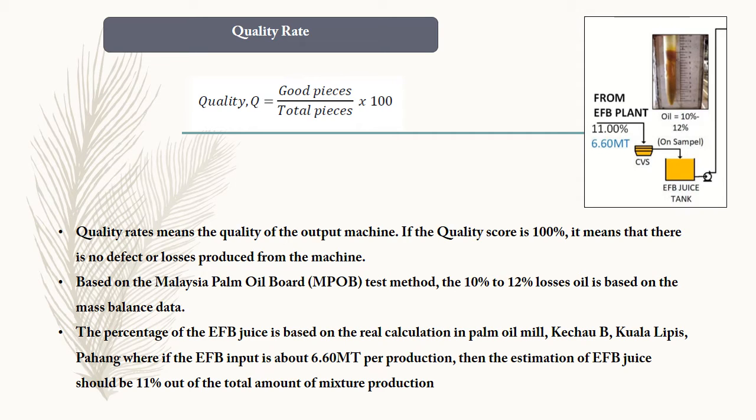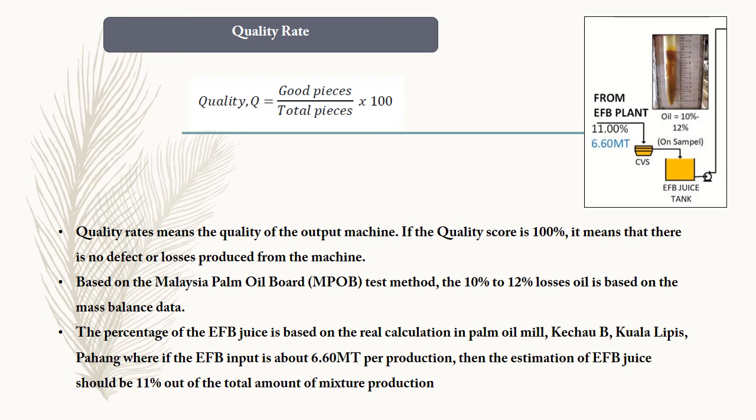Quality rate. Quality equals good pieces divided by total pieces. Quality rate means the quality of the output of the machine. If the quality score is 100%, it means that there is no defect or losses produced from the machine.